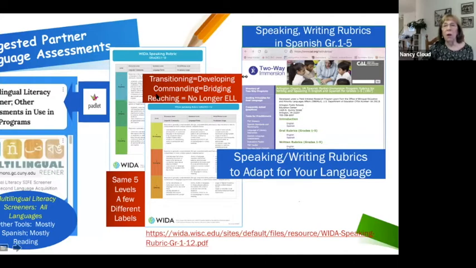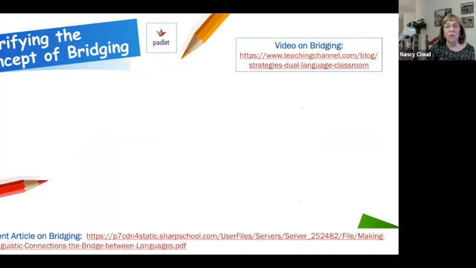And my thought was you might be able to adapt this over to your partner language, Haitian Creole, Russian, Chinese, or Spanish. Okay, so that's there for you. And then just a word about bridging before we move on, and a reminder that I have a whole column for you on the Padlet about translanguaging and bridging in dual language programs. These are 2 key resources that you might want to hone in on if bridging was a new concept to you in dual language programs. A really wonderful video and a great article.